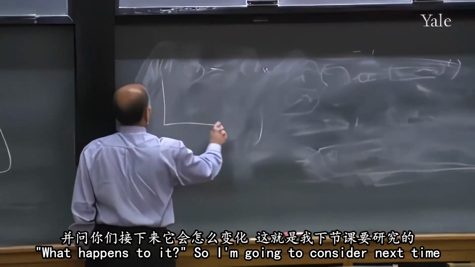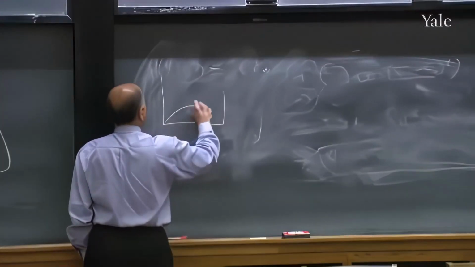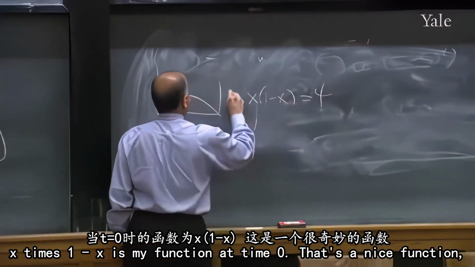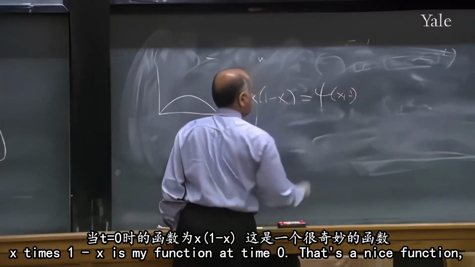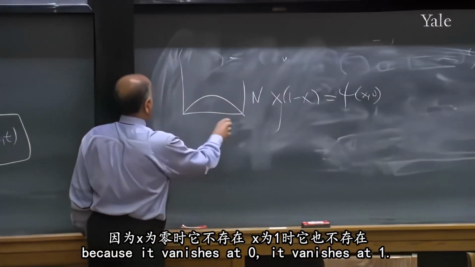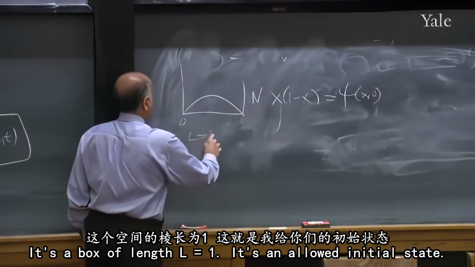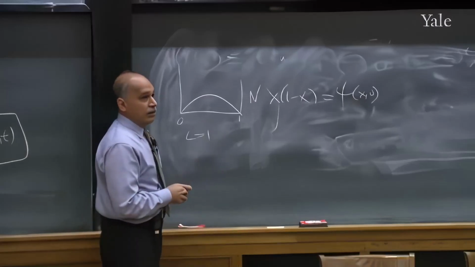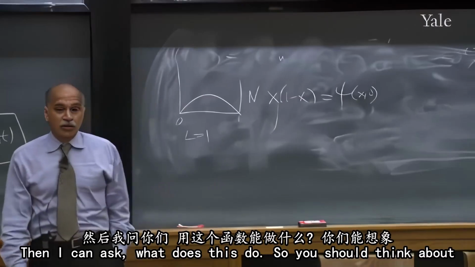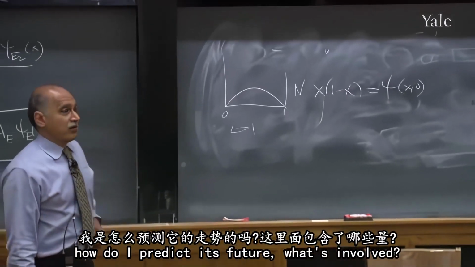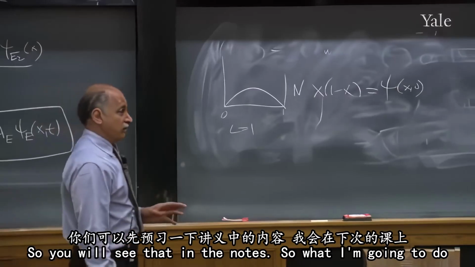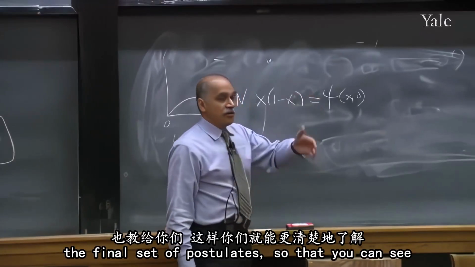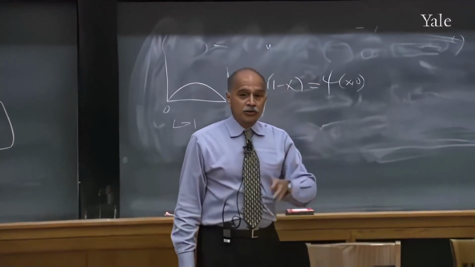So I'm going to consider next time a function that looks something like this. x times (1 minus x) is my function at time 0. That's a nice function because it vanishes at 0, it vanishes at 1. It's a box of length L equal to 1. It's an allowed initial state. Then I can ask, what does this do? So you should think about, how do I predict its future? What's involved? You will see that in the notes. So what I'm going to do next time is to finish this problem and give you the final set of postulates so that you can see what the rules of quantum mechanics are.